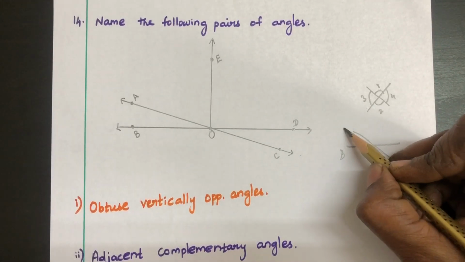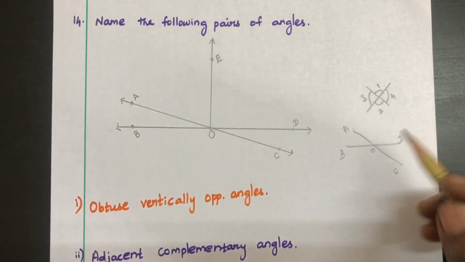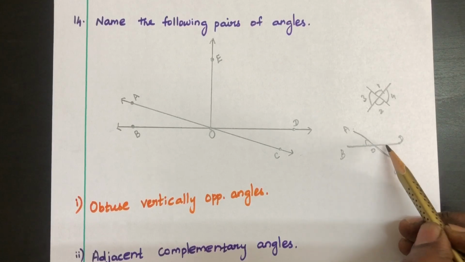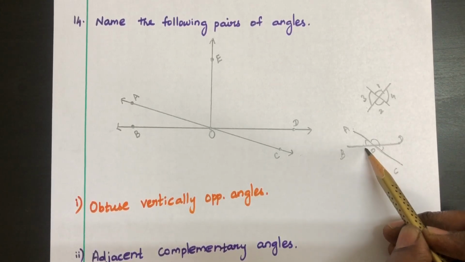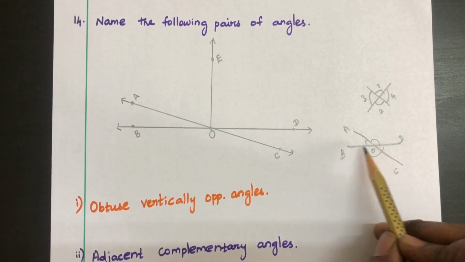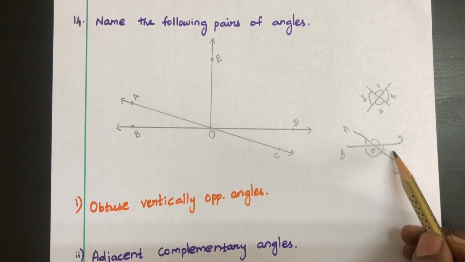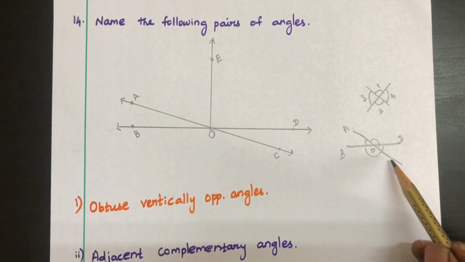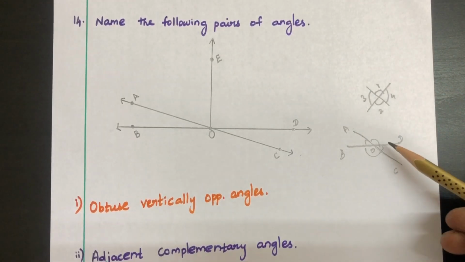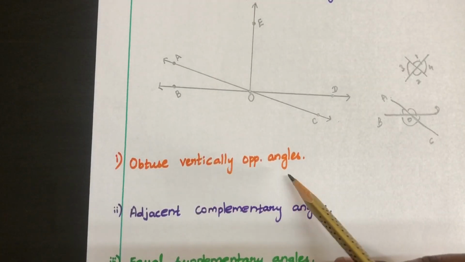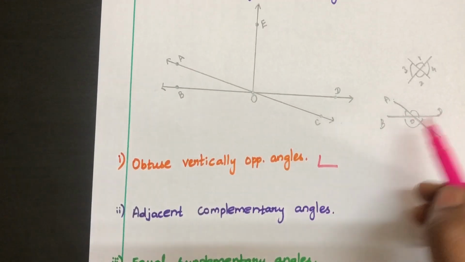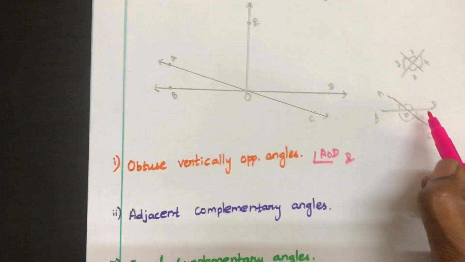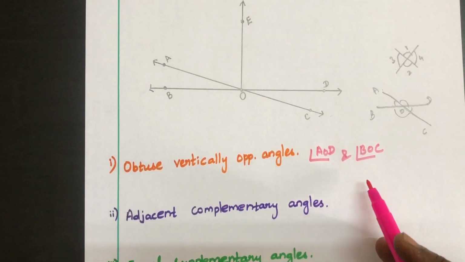BOC and AOD, right? Now, obtuse, they are asking obtuse. Obtuse means greater than 90 degree. See this, this is also vertically opposite angle and this is also vertically opposite angle. But see, this AOB and COD are acute angle, smaller than 90 degree. But this AOD and BOC are greater than 90 degree angle. It must be obtuse angle. Obtuse vertically opposite angles. Angle AOD and angle BOC are obtuse vertically opposite angles.